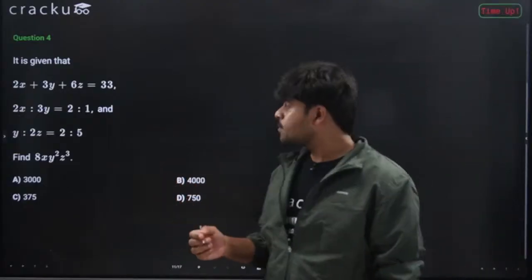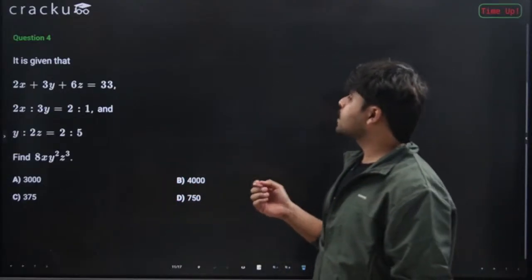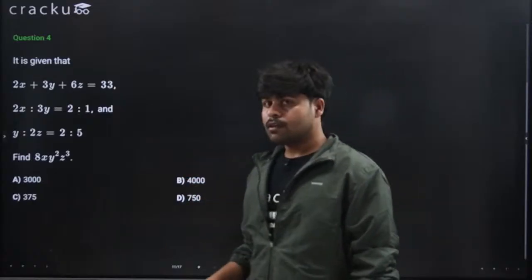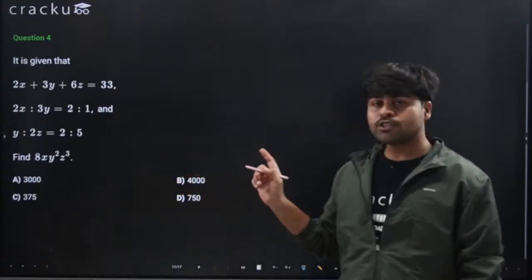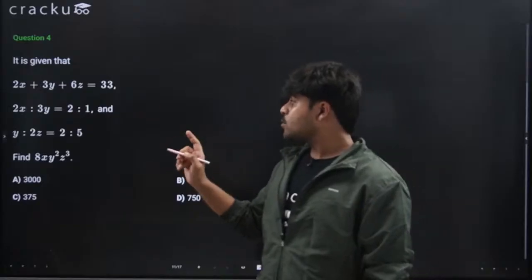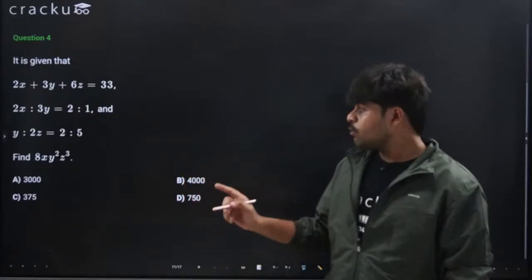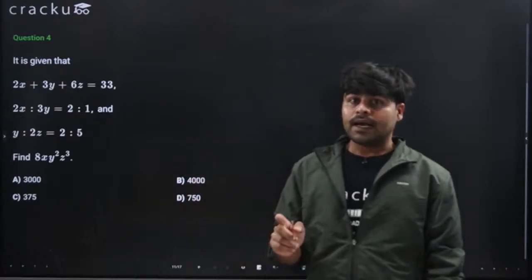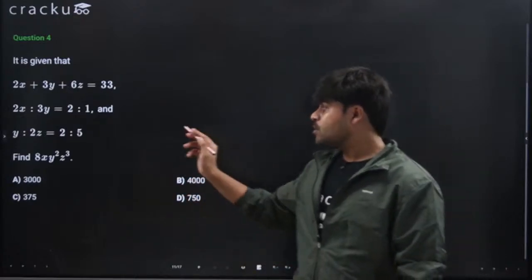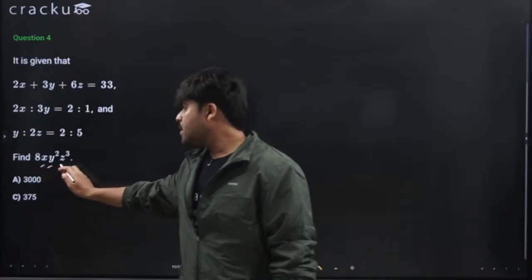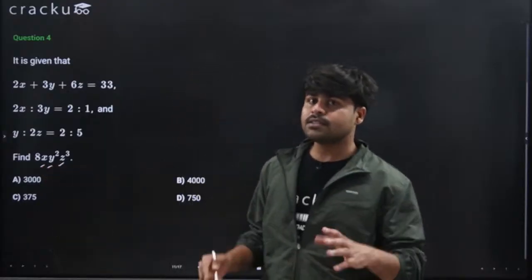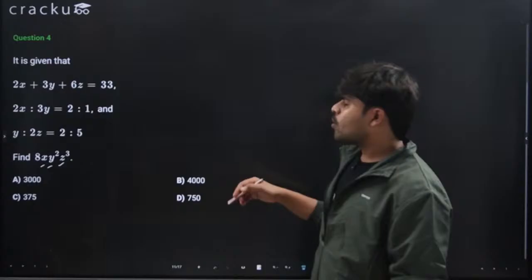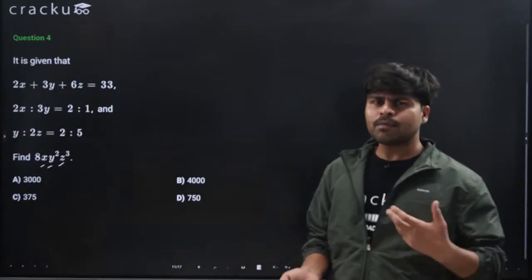Let's try to solve this. So it is given that 2x plus 3y plus 6z is equal to 33. 2x ratio 3y is 2 ratio 1 and y ratio 2z is 2 ratio 5. We need to find the value of 8x squared z cubed. Again, not a very simple question because you need to find the value of x, y and z individually. Okay, that's the only way to go about this, or only best way to go about this. There might be other ways.